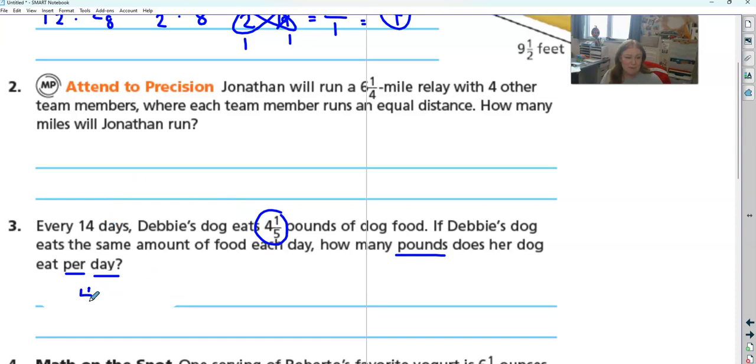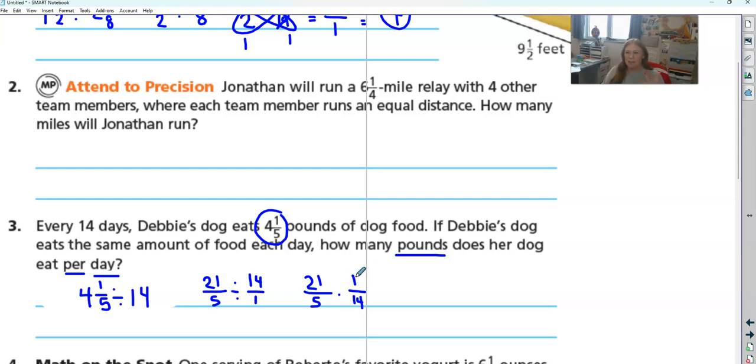So we need to take 4 1/5 and we need to divide it by 14. So just because 14 was first, we don't write that first. We take what we have, the pounds, and we're dividing it by the days to see how much she eats in one day. So now we need to rewrite it as the improper fraction. 5 times 4 is 20, plus 1 is 21 over 5 divided by 14 over 1. So I can't do 21 divided by 14 nicely, so we are going to use that multiplicative reciprocal. We're going to multiply by the inverse. We're going to flip that upside down, so copy dot flop.